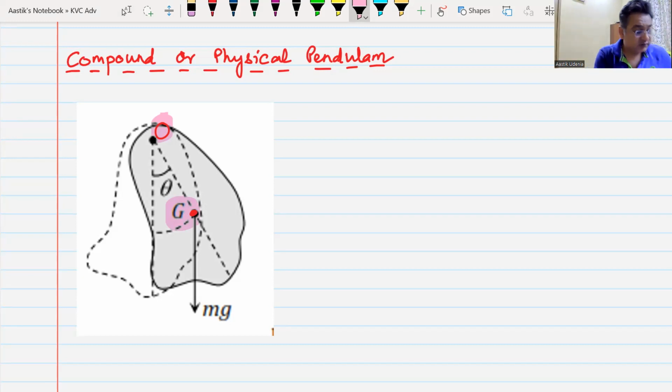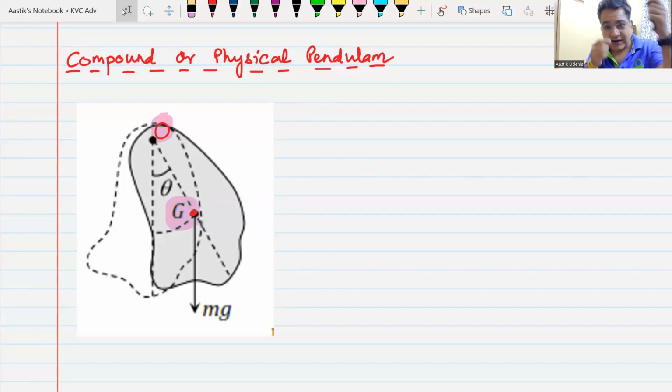See this body. The center of mass is somewhere here, and I've hung it from this point. You can see this, my hand. This is the point where it is hung. See, it oscillates. This is known as your physical pendulum. So this is how I've hung it.